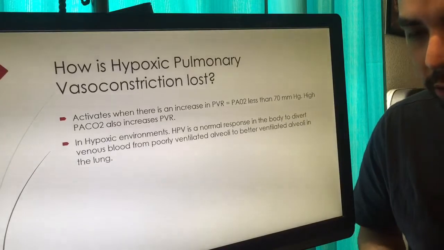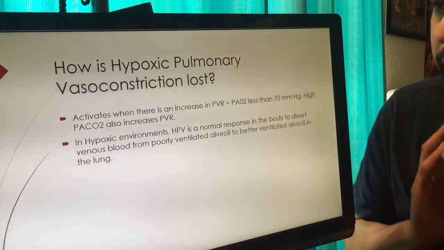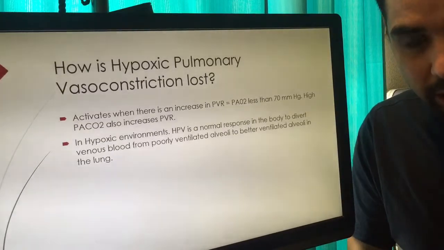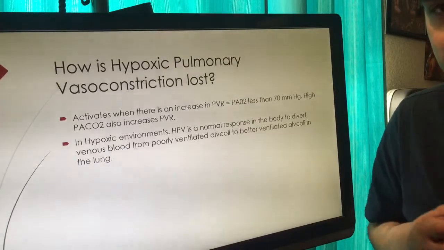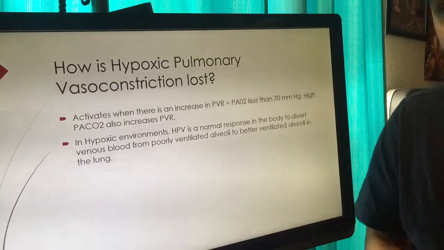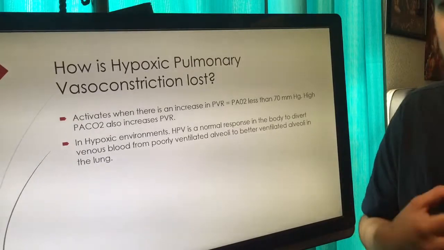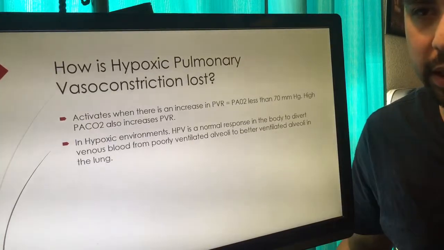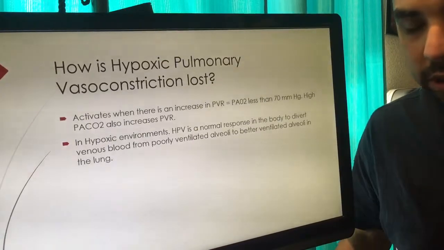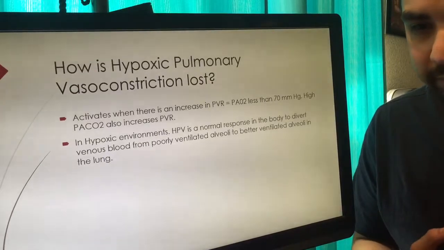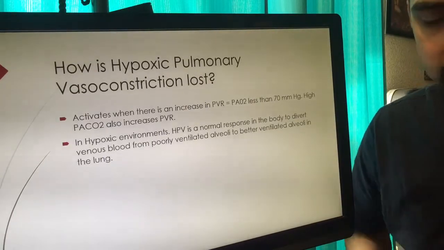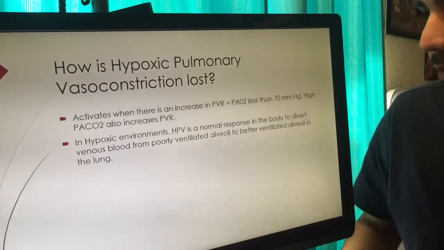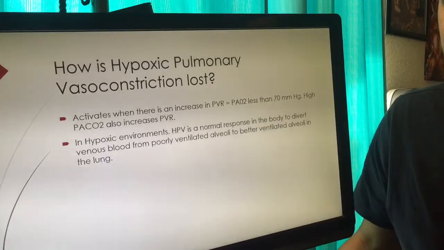Vasoconstriction will then occur to move the venous blood from poorly ventilated areas, that left lung, the one that's jacked up, to better ventilated areas of the lungs. So that's going to move it to the right lung because it's more ventilated. It's a lot better. So that's how it works, and that's what the response does during hypoxic pulmonary vasoconstriction. It's basically diverting mixed venous blood to better ventilated areas of the alveoli in the better lung, pretty much.